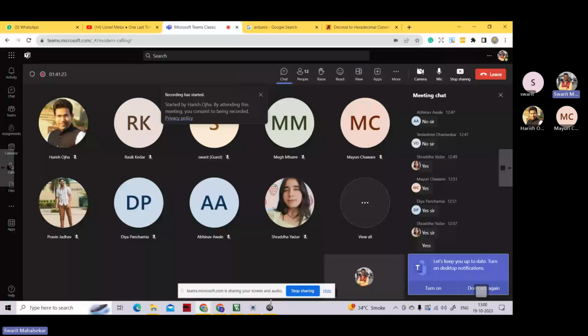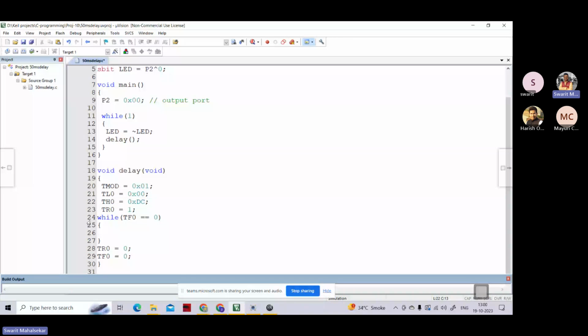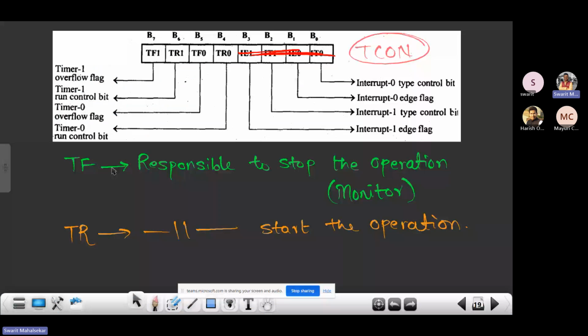So now you just have a look over here. I'm using a while statement again. And what does that mean? That means I'm monitoring whether this particular bit TF0 is equivalent to 0 or not. And if you look over here, I had clearly mentioned that TF0 is responsible for stopping the operation in the indirect way, not in the direct way. I will explain this part. So you see what exactly is going to happen over here.